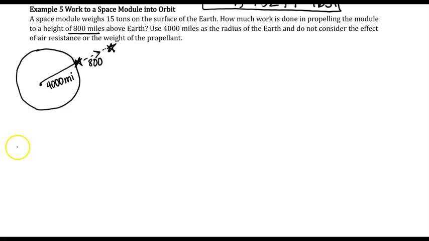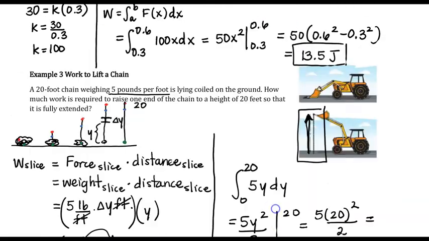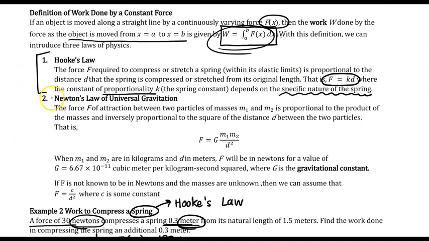So what we need to do is calculate the work, which we know is the integral from A to B, force times distance. So what we want to find is this force function, and we'll also need to know the distance that the propellant is traveling. So for the force function, we will be using Newton's law of universal gravitation.